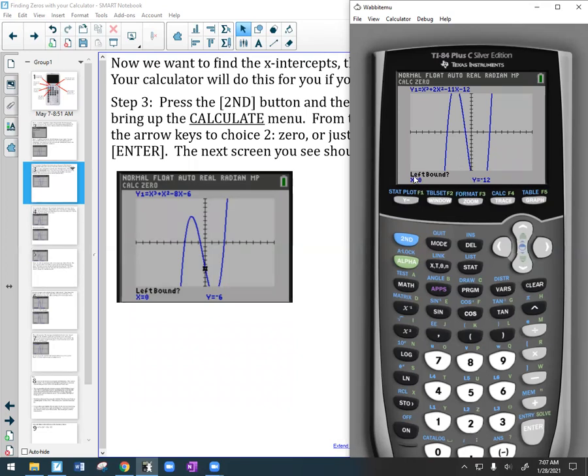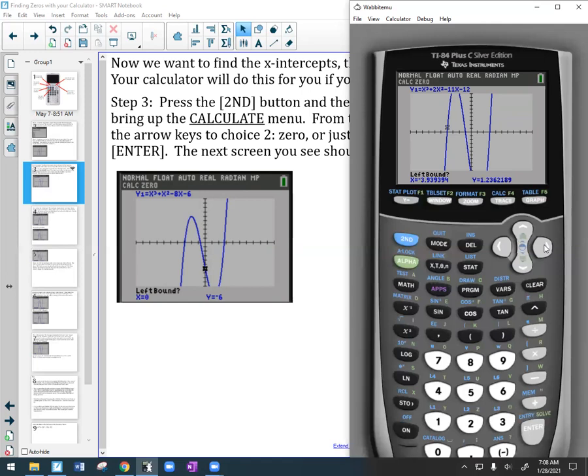Now it says left bound, question mark. It's asking you to figure out which 0 you want to find and move to the left of it. So we're going to find this one. Down here, it tells me where my cursor is. I can scroll to the left. You can see the x is negative and the y is negative. Now the x is still negative, but the y is positive because I'm above the x-axis. I'm going to scroll left until I get past that 0.